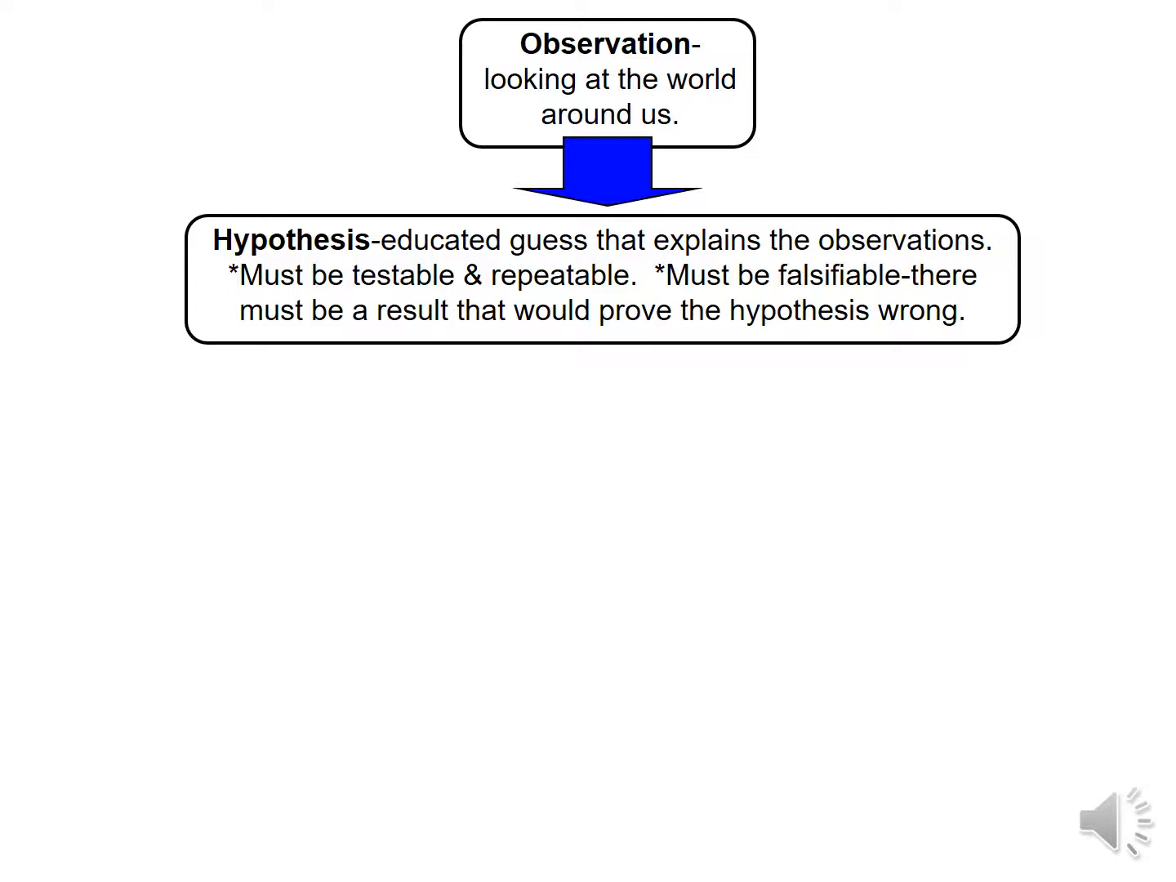A hypothesis is basically an educated guess. We think we understand science, we've observed things, and we're attempting to explain those observations, so we make these hypotheses. Now these need to be testable, so we need to be able to go into the laboratory, test it, and then test it over and over again to see if it always gives the same results.